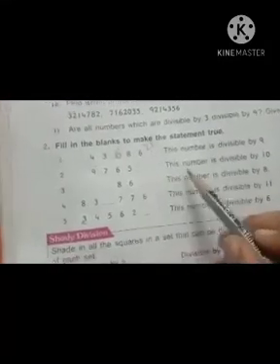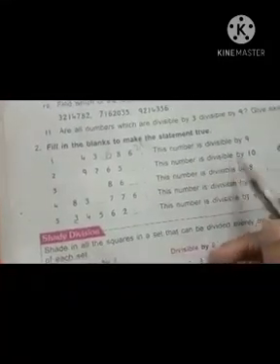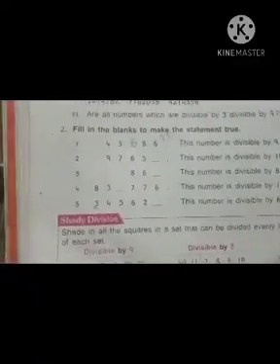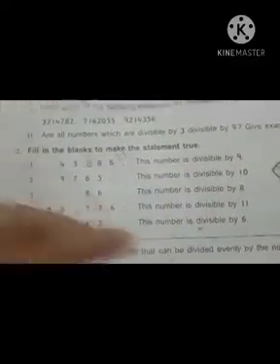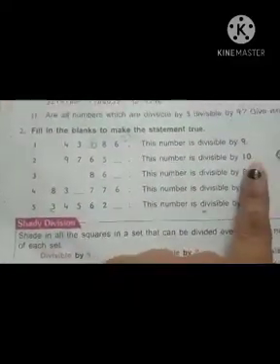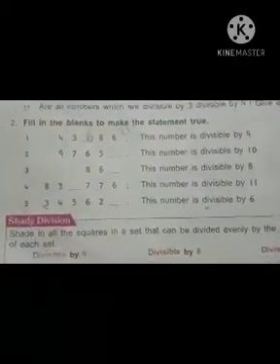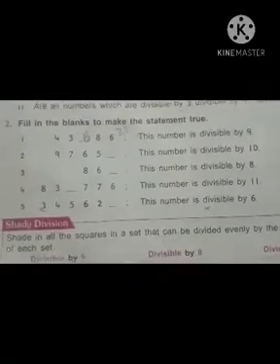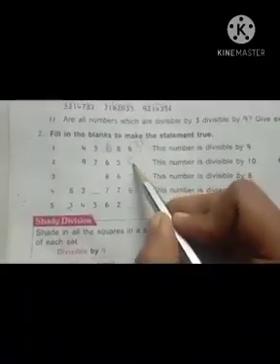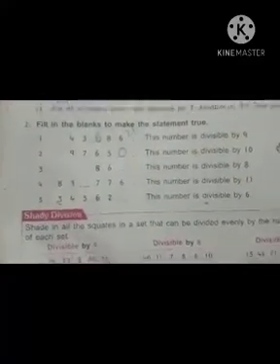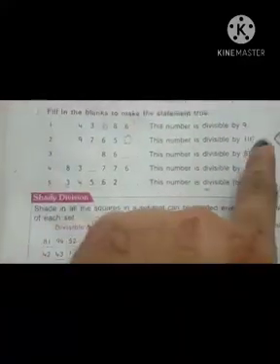9765 dash. This number is divisible by 10. Now tell, what is the rule of divisibility by 10? Yes. In the ones place there must be 0. So here we have to write 0. 0 means the total number is divisible by 10.